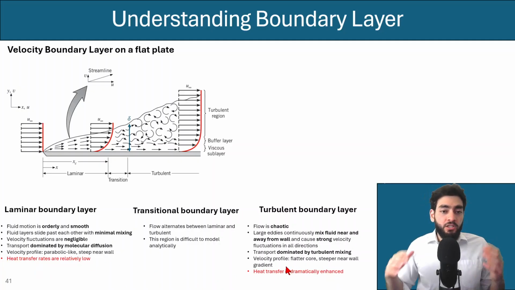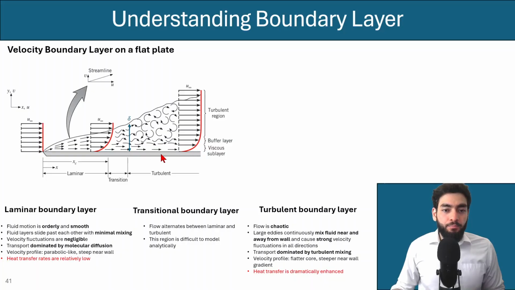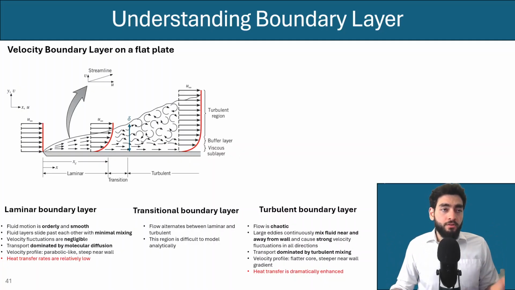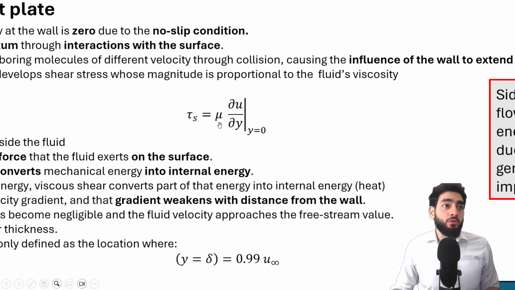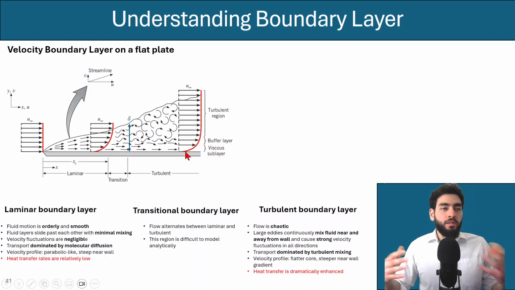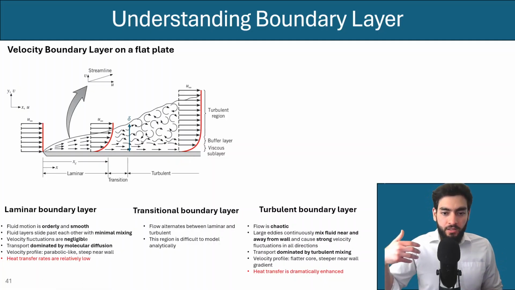And because you have really good mixing, the velocity profile here is a lot flatter. And so you have a more flatter velocity profile. However, you still have that very steep velocity gradient near the wall. And that means that you're going to have higher shear stress, because if you remember the shear stress equation, shear stress is equal to viscosity multiplied by the velocity gradient evaluated at the wall. So the steepness of this gradient will determine the amount of shear stress that is produced.